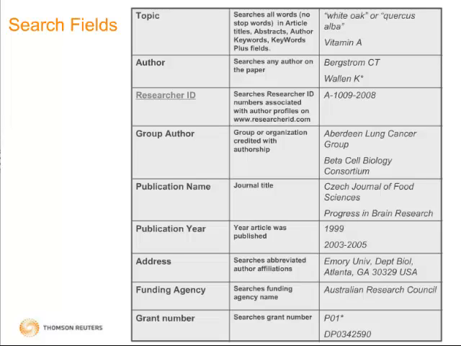The Author field searches every available author on a paper. All authors originally identified on the work are presented and can be searched. The most effective way to search is last name followed by one or more initials.